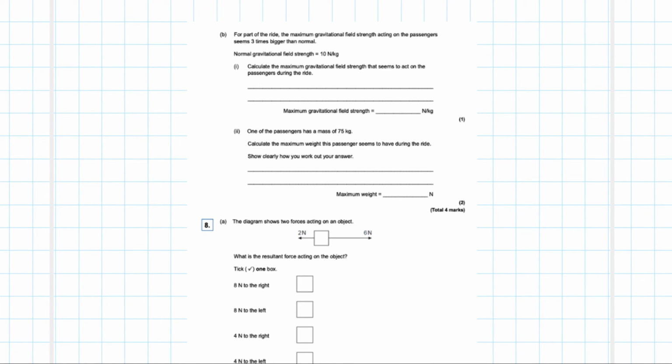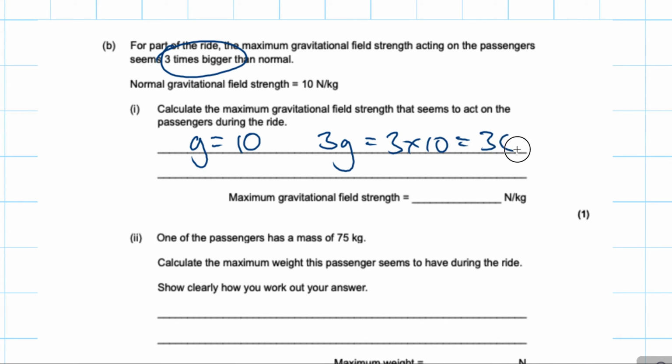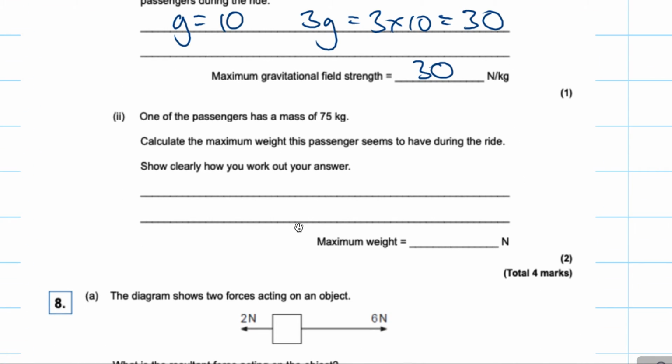For part of the ride, the maximum gravitational force acting on the passenger seems 3 times more than normal. Calculate the maximum gravitational force. So this one is nice. We've got g, which is equal to 10, but it tells us that here it's 3 times bigger, so therefore it's just 3g, or 3 times g, which is equal to 30. So a nice easy question here. It just tells you exactly what it is by reading the question. The maximum force is 3 times bigger than normal. Normal is 10, so therefore it must be 3 times 10.